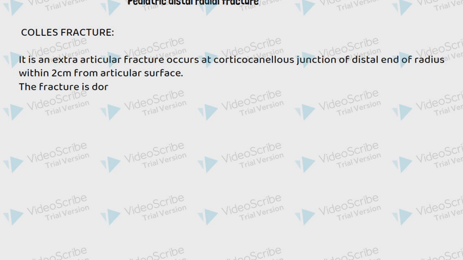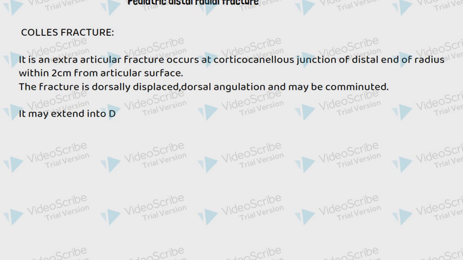Colles fracture. It is an extra-articular fracture which occurs at the corticocancellous junction of the distal end of the radius, within 2 cm from the articular surface. The fracture is dorsally displaced, with dorsal angulation, and may be comminuted. Colles fracture accounts for more than 90% of distal radial fractures.